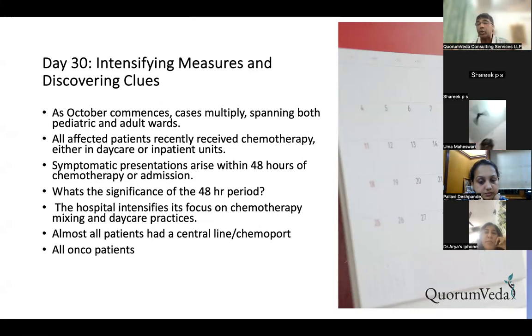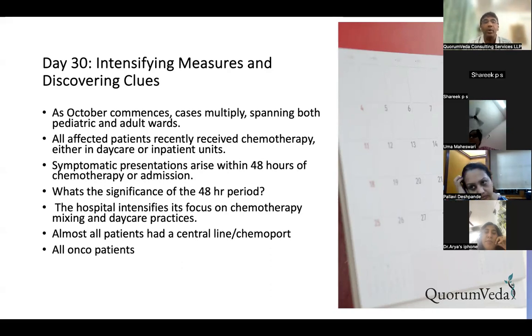There would be dozens and dozens of drugs and fluids to culture if you cultured everything. That was not possible because it's not financially viable. But still, common drugs were looked into. Anything that's common, fluids and drugs, were all sent, waiting for the result. Day 30, intensifying measures and discovering clues.